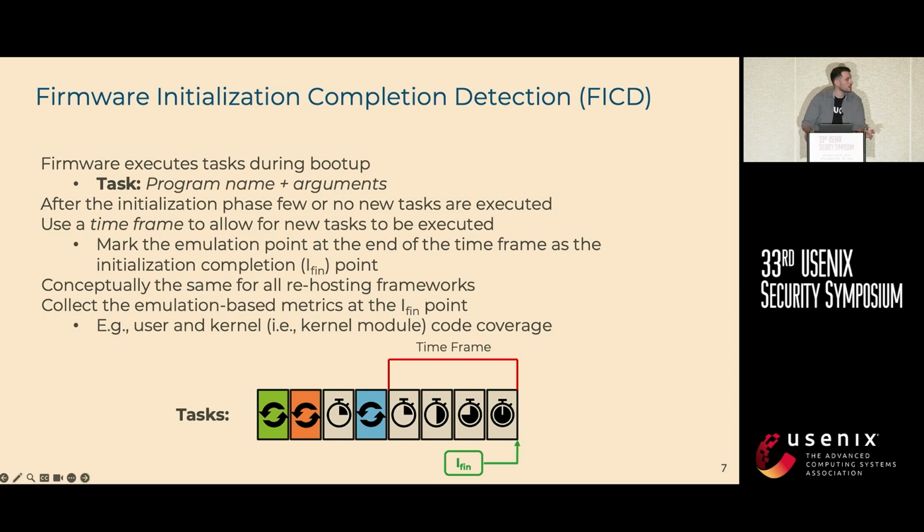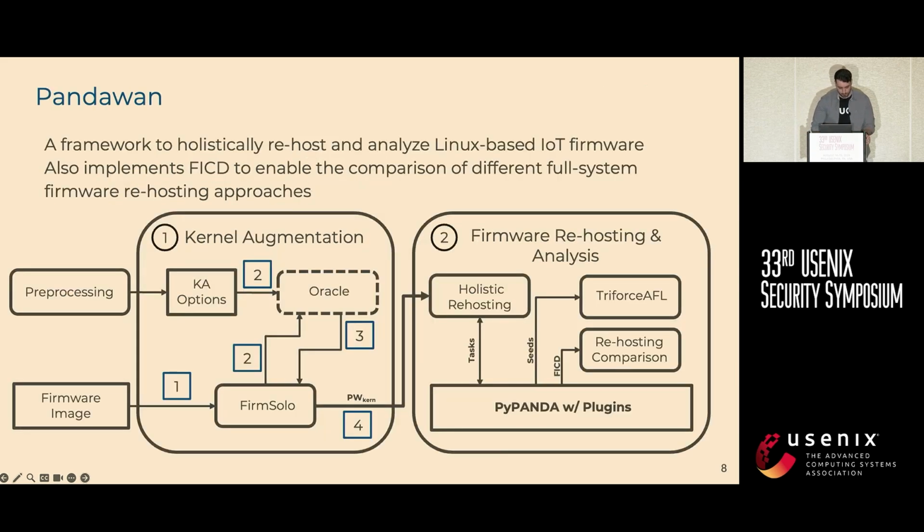So what can we do with it? Well, we can use the IFIN point along with metrics that are more relevant to the emulation, like user and kernel firmware code coverage, to basically compare different rehosting systems between themselves. So on that note, I present Pandawan, which is a framework that can holistically rehost and analyze Linux-based IoT firmware. And Pandawan also implements the FICD technique to enable the comparison of different full system rehosting approaches.